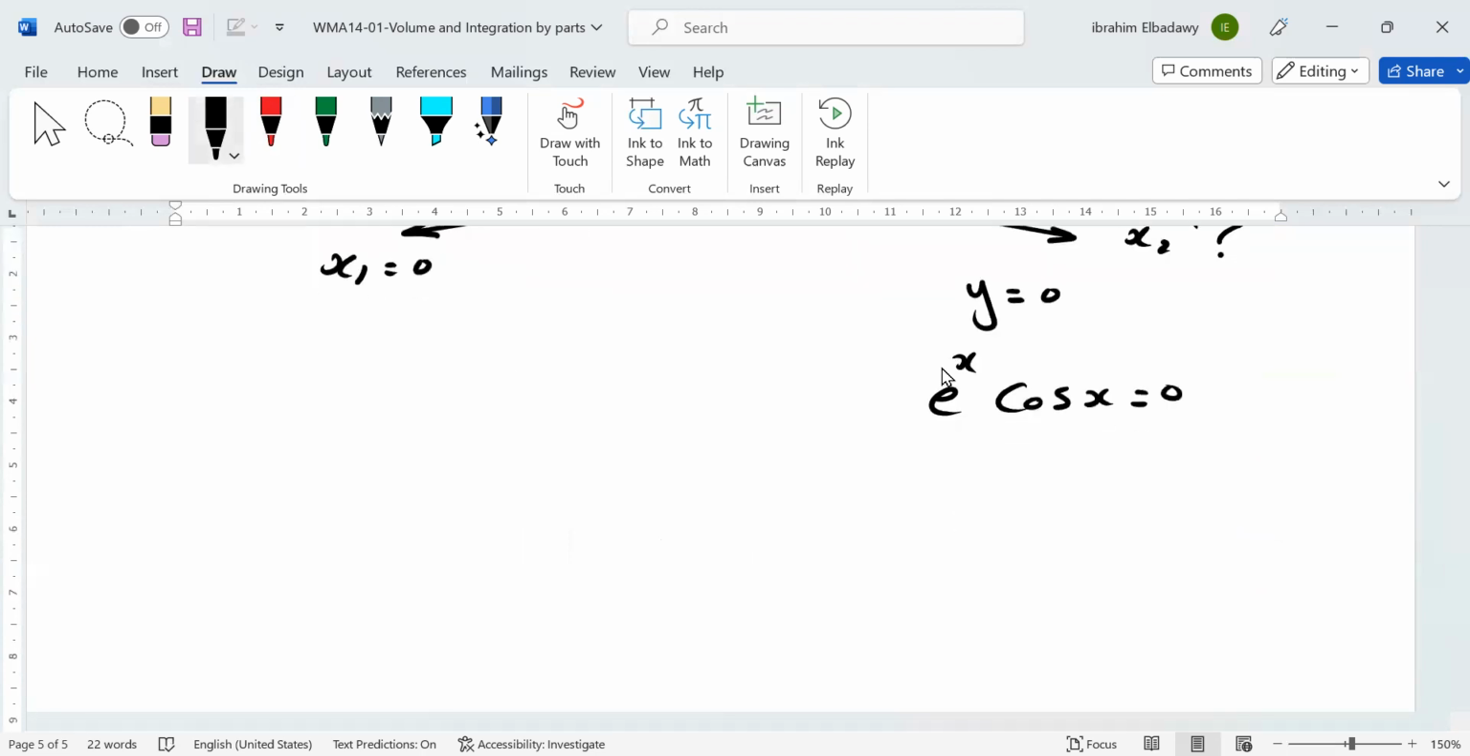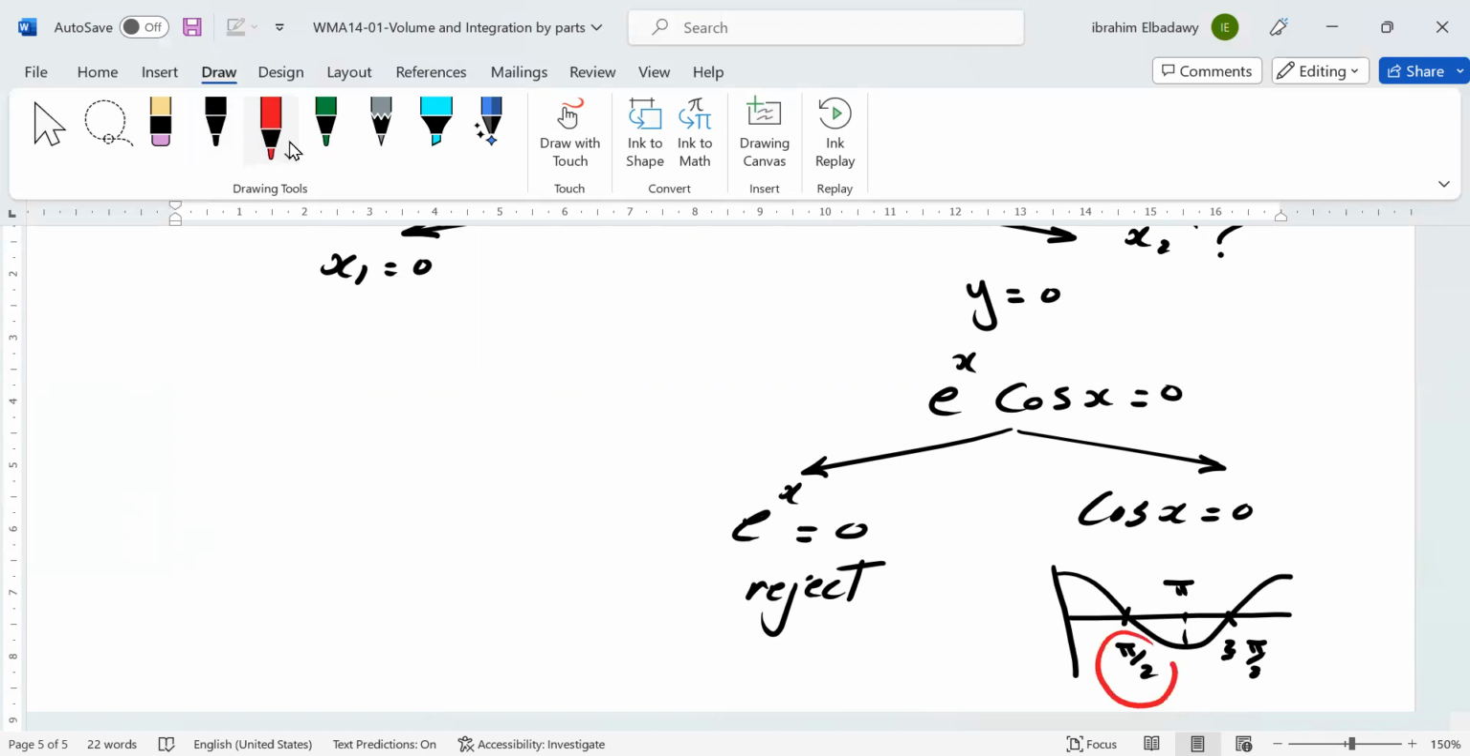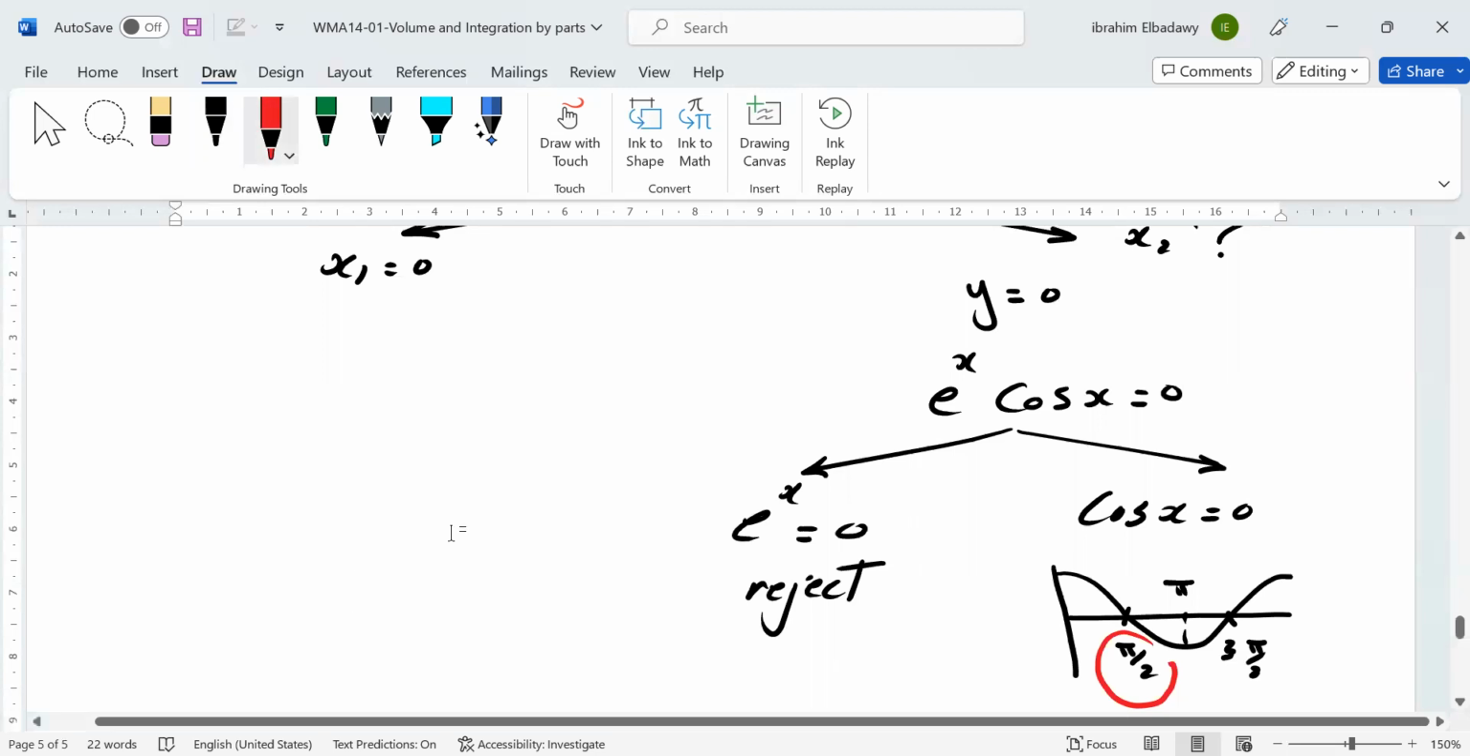So you have two options. The first option may be e power 2x equal to 0, and this is rejected, because e power x cannot equal 0. So you have cosine x equal to 0, and according to the figure of cosine, here is pi over 2, and here 3 pi over 2, and here is pi. So actually I have this answer, which is pi over 2, the first option. So you will use here x equal to pi over 2.